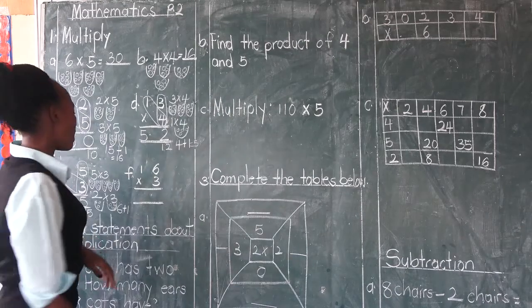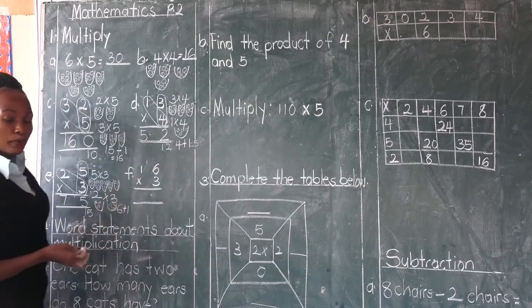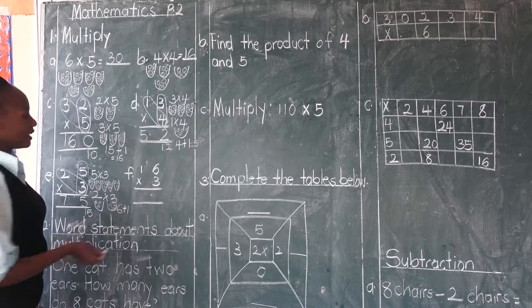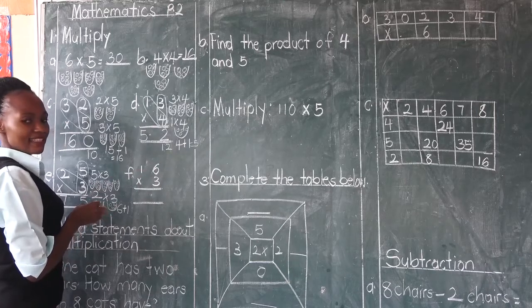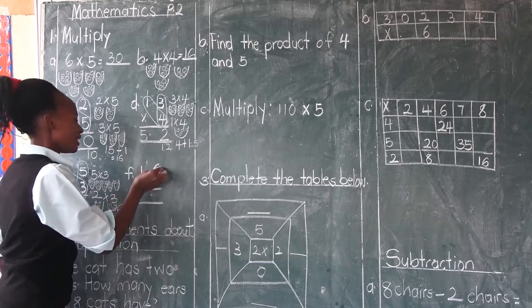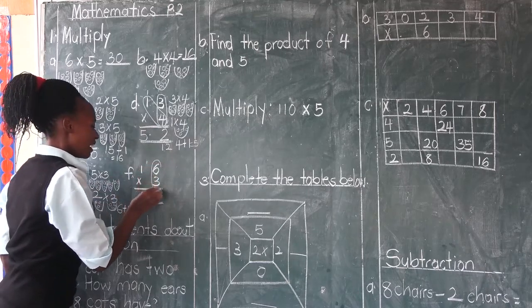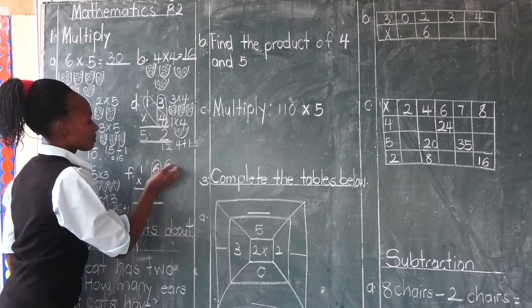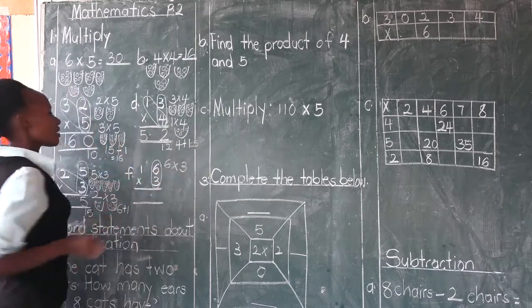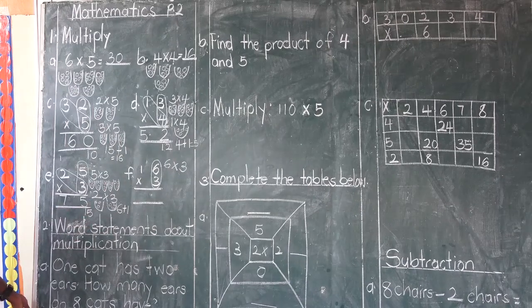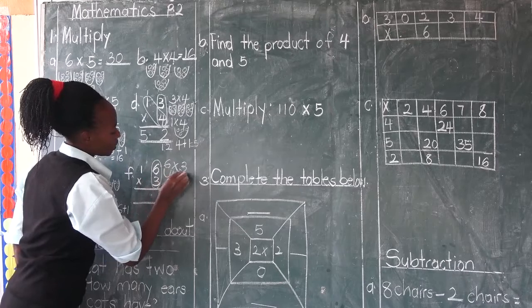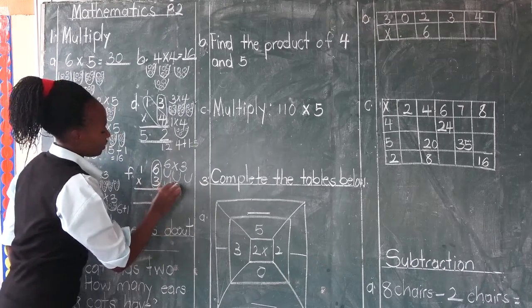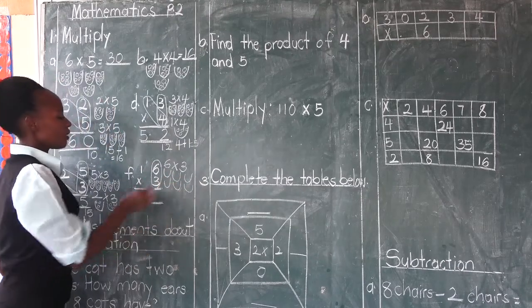Let's look at the last one under regrouping or carrying. Okay? Then here you have 16 times 3. Still under 1s you have there 6 times 3. And 6 times 3 is the same as saying 6 groups of 3. 1, 2, 3, 4, 5, 6 of 3.